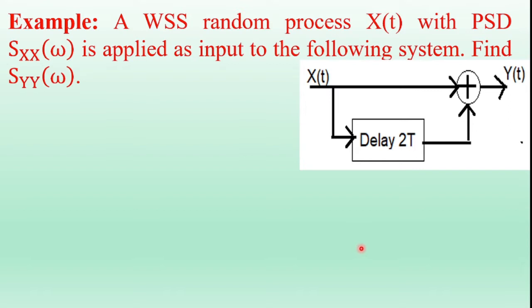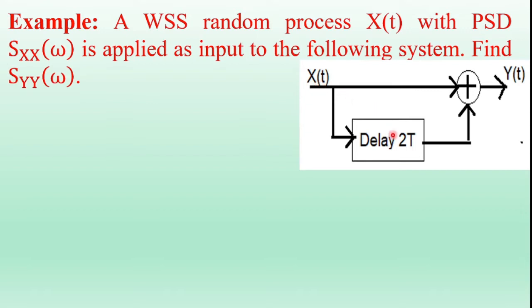Coming to the solution, this is the given system. In this system, x of t is the input and y of t is the output. x of t is the random process of the input signal and y of t is the output random process. Sxx of omega is the power spectral density of the input random process x of t. Syy of omega is the power spectral density of the output random process y of t.